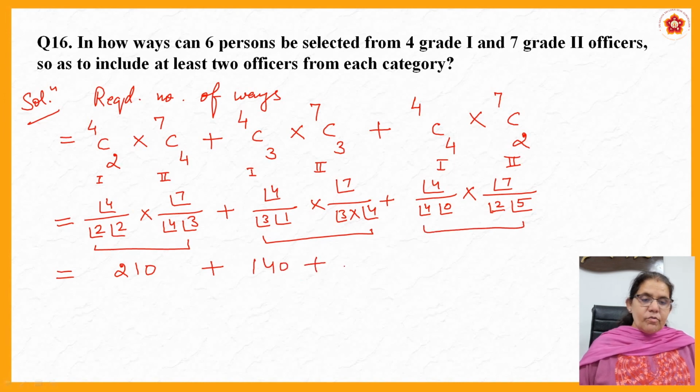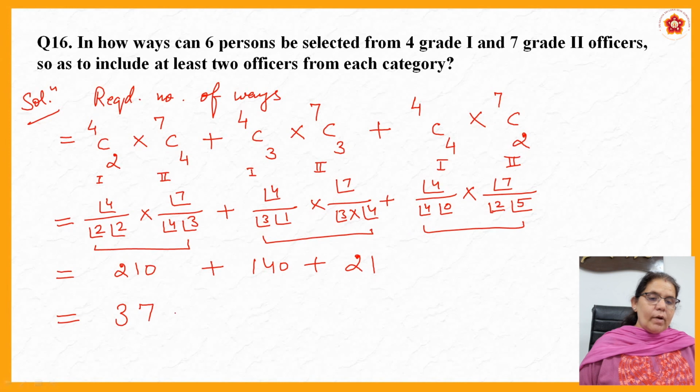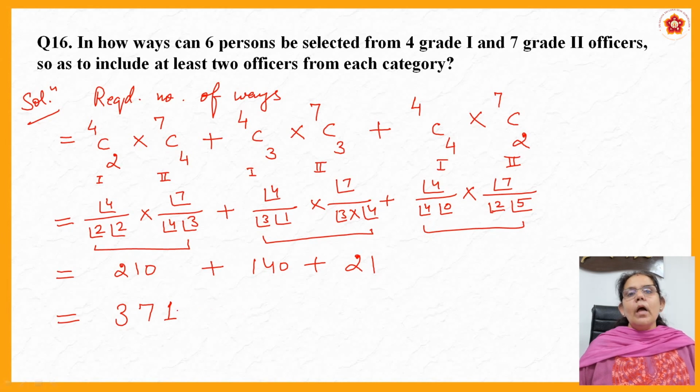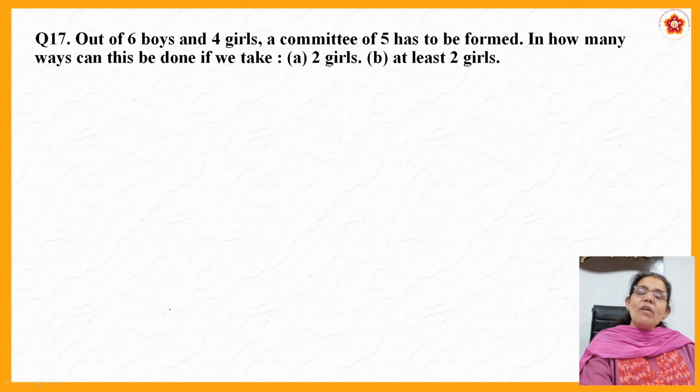Here we are going to get 140. And here we will be getting 21. Add these three, we get 371. I hope the question is clear to all. If you see, the solution is very easy once you have understood the question.